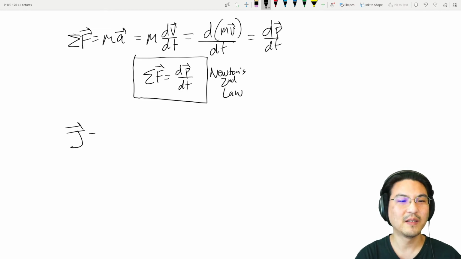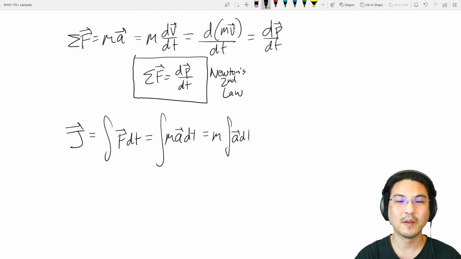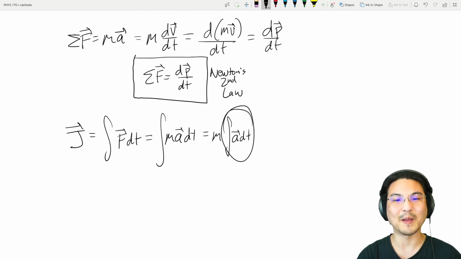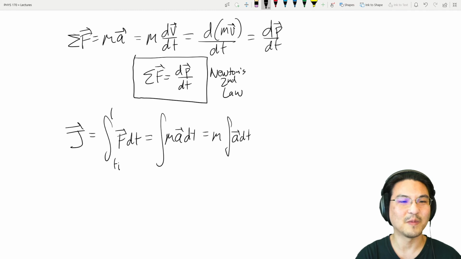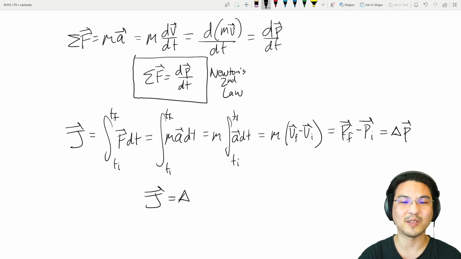Okay, impulse was this. Now force is, let's go back to here, mass times acceleration. And then let's assume that mass is constant. I can take that out of the integral. Okay, what's the integral of acceleration with respect to time? Velocity. And then let's put the limits, right? From some initial to some final. So from like this. And then mass times velocity is momentum. So change in momentum. So impulse is the change in momentum. And this is called the impulse momentum theorem.